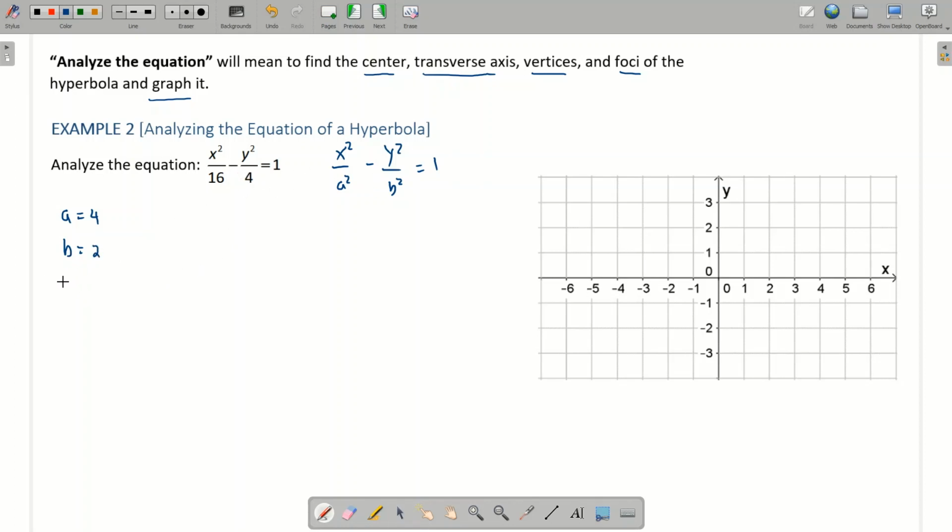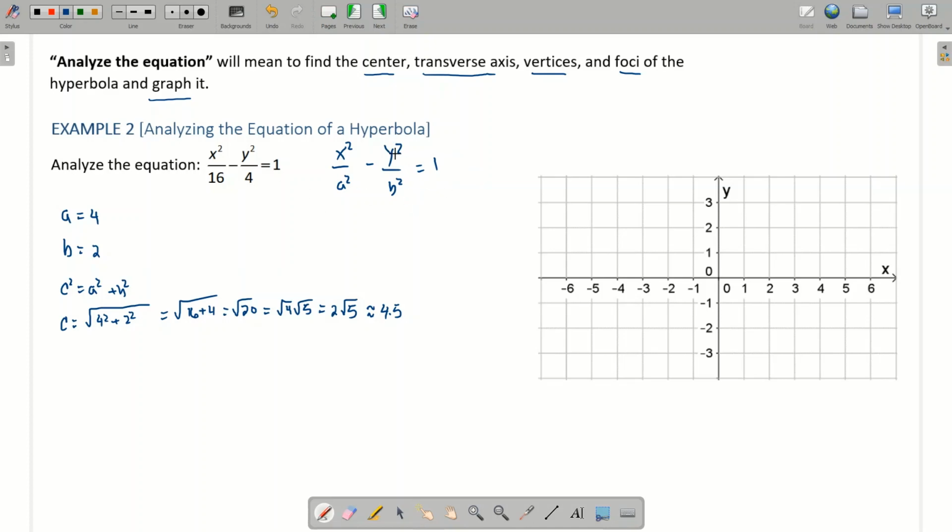We also can find c, because we know that c squared is equal to a squared plus b squared. So c will be equal to the square root of 4 squared plus 2 squared, which is the square root of 16 plus 4, or the square root of 20. We can simplify that. This could be written as square root of 4 times square root of 5, which is 2 square root of 5. That is approximately 4.5. We'll only use the decimal when we get to graphing the points.